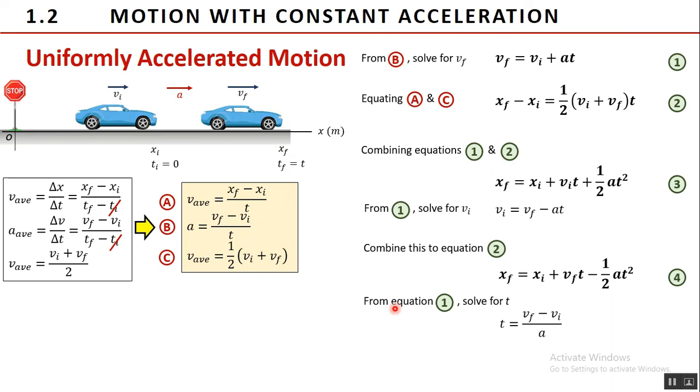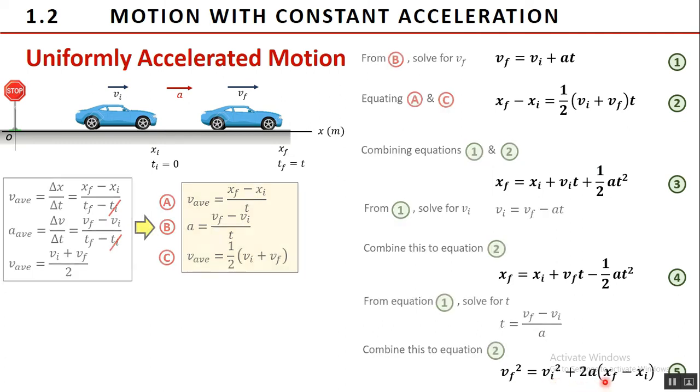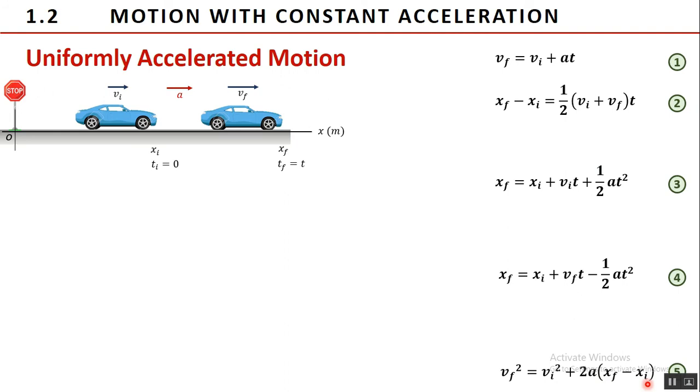Lastly, for the fifth equation, if we solve for time t from equation 1 and substitute to equation 2, we can derive the expression v sub f squared equals v sub i squared plus 2a multiplied by x sub f minus x sub i. This equation is useful especially when dealing with problems wherein time t is not given.